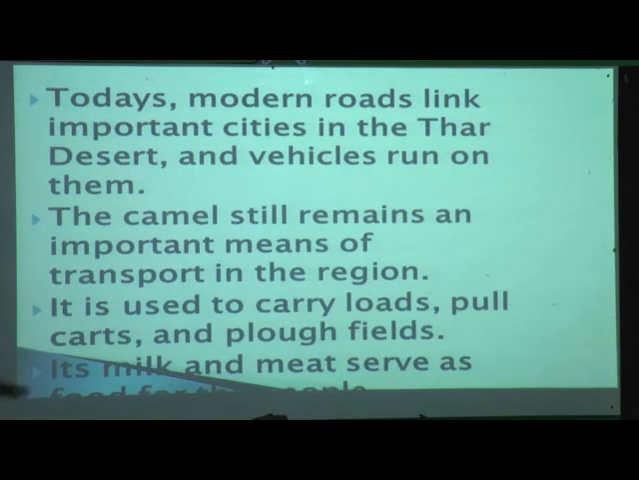Now, nowadays it is an advanced country, correct? Everything in technology has improved. So many modern things have come. So even today, modern roads link important cities in the Thar desert and vehicles run on them. When you visit there, you can see a lot of changes. But even though the camel is also very important in those places, new vehicles have been made. Cities are there, vehicles are running on the roads.